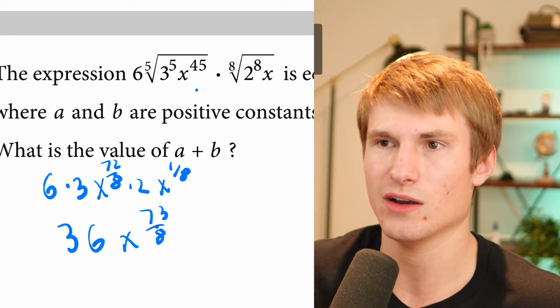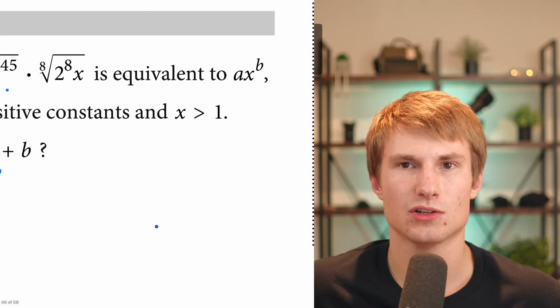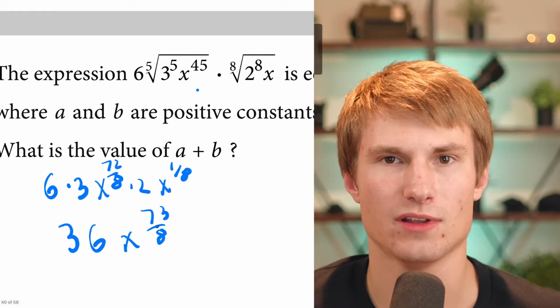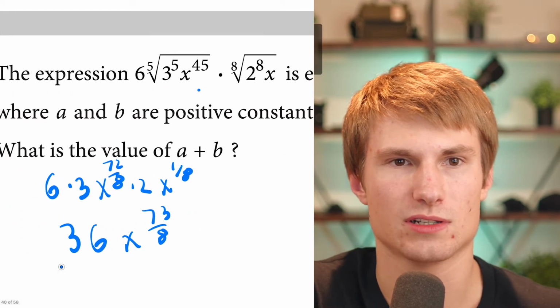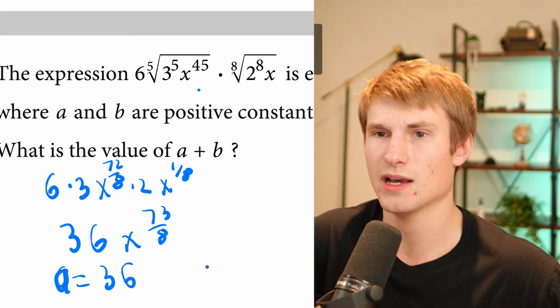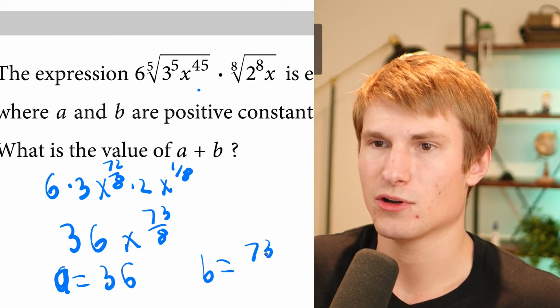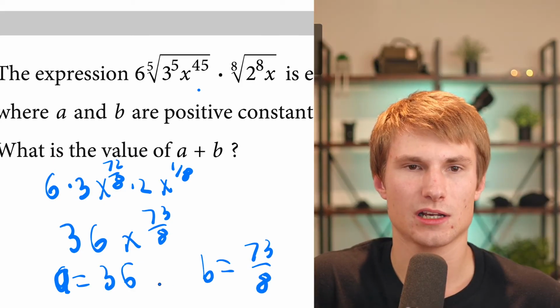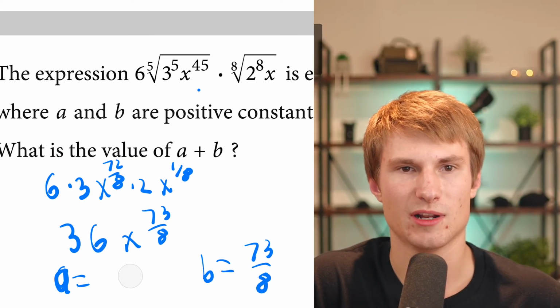From here, we now have this in the form of a x to the power of b, which we needed to get, as you can see over there. So that means that a is going to equal 36. We can write that a is equal to 36. And we know that b then is equal to 73 over 8. Now, since we need to add these, we need to get a common denominator. So I'll take 36 and I'm going to have to multiply it by 8.